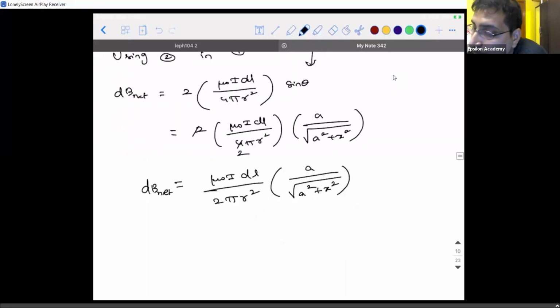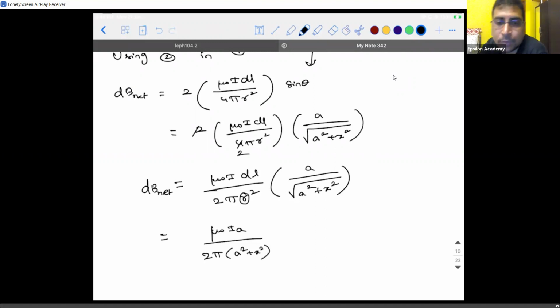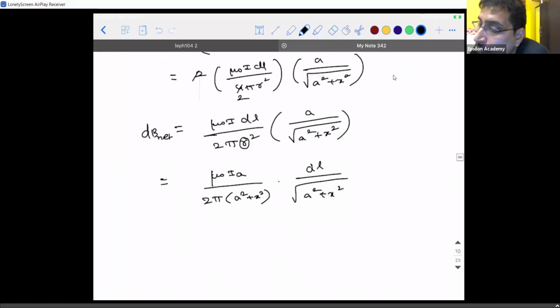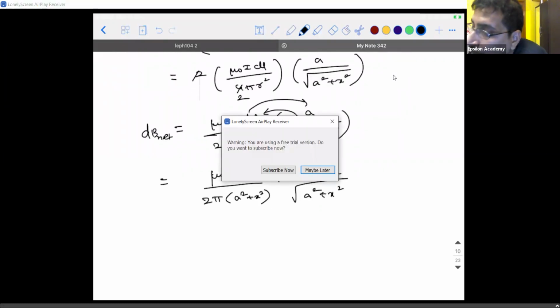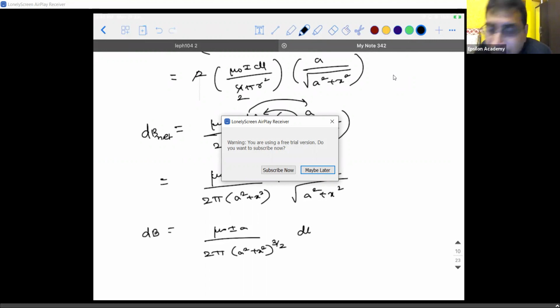So what I'm going to do is I will convert this r in terms of root of a square plus x square. So what will happen is mu naught I a divided by 2 pi into a square plus x square. See, r is root of a square plus x square. R square is a square plus x square, into a divided by root of a square plus x square. How much am I? Sorry, dl. I push this dl this side, a this side. Okay. So mu naught I a divided by 2 pi into a square plus x square the whole power 3 by 2 times dl. This is the value of dB net.